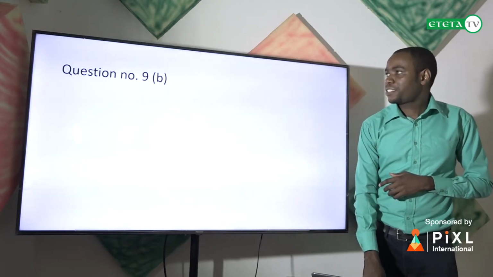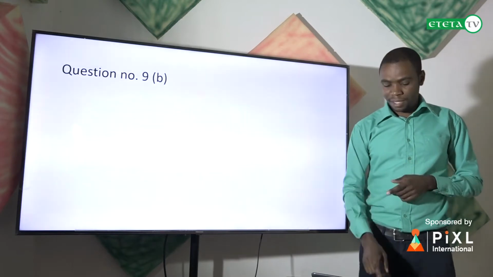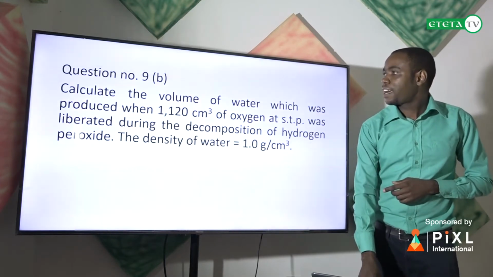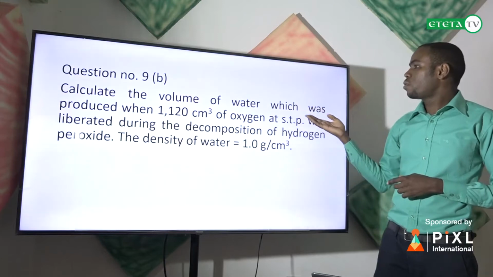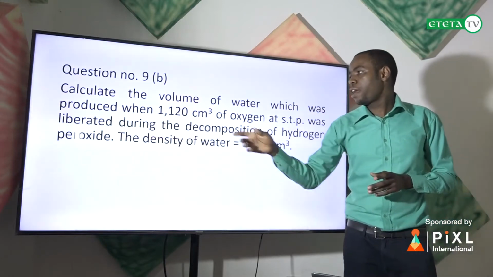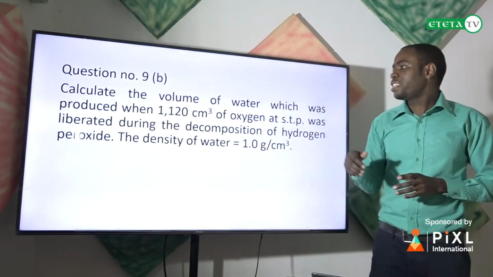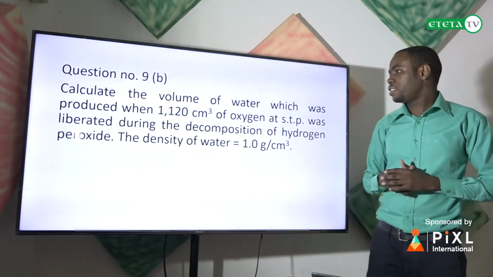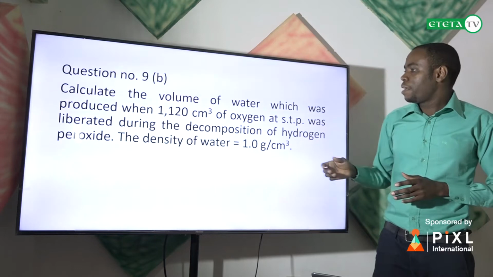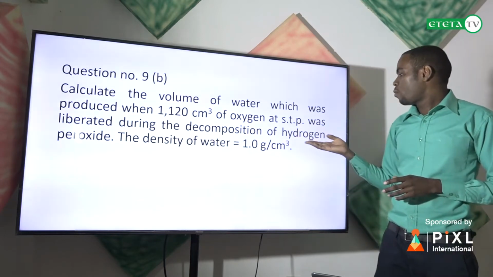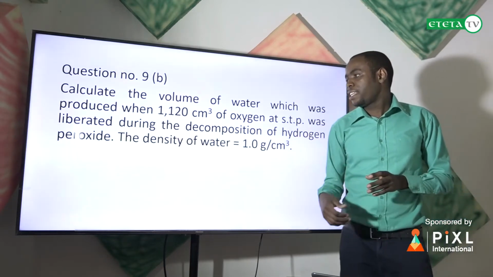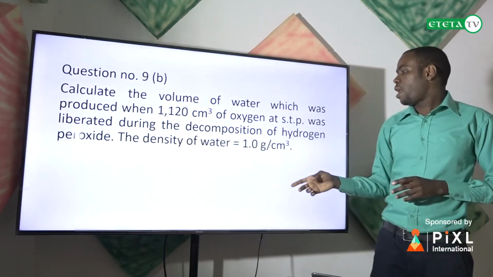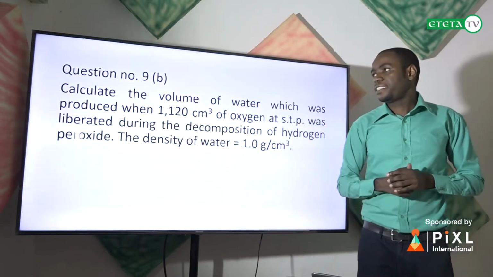After that, question number 9b. The question says, calculate the volume of water which was produced when 1,120 centimeter cube of oxygen at standard temperature and pressure was liberated during the decomposition of hydrogen peroxide. The density of water is 1 gram per centimeter cube.